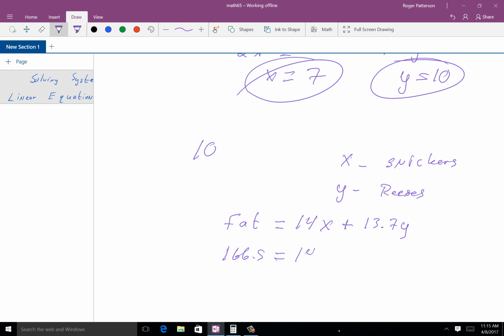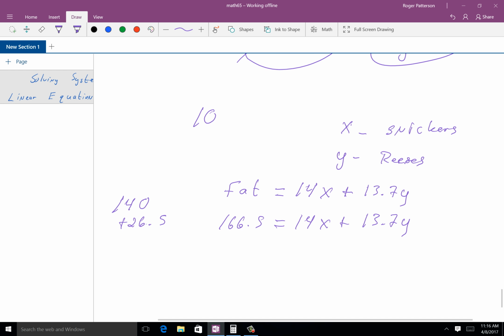Now I have one equation already. Okay? Hold on. Yeah. So to get 166.5, did we go 140 times 26.5? We went 140 plus 26.5 because that's how much it exceeded it by. So there's one equation. All right?